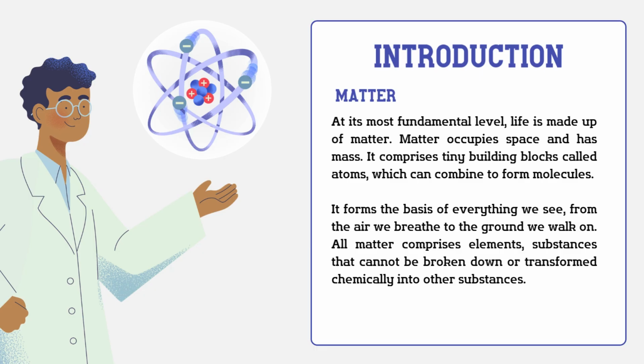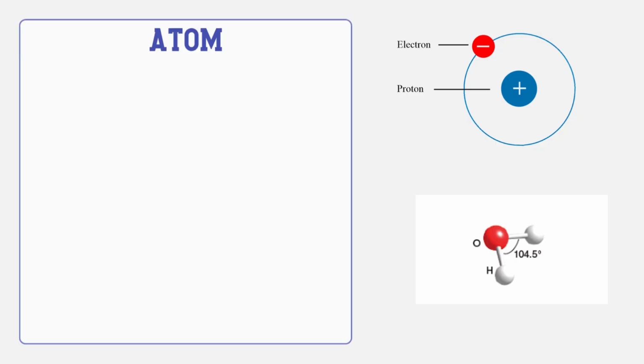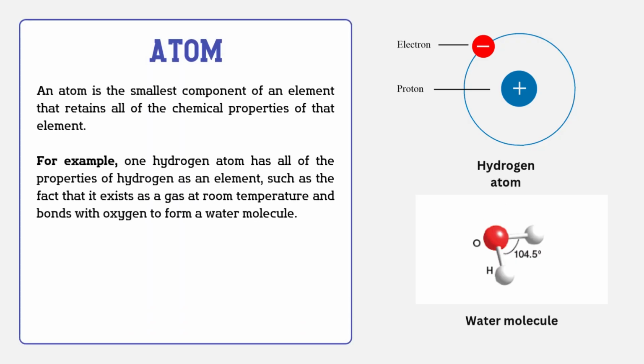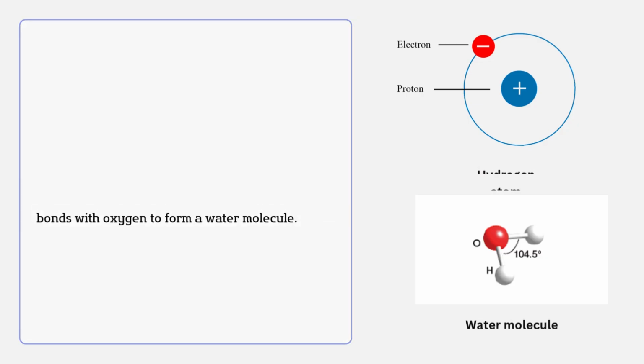All matter comprises elements, substances that cannot be broken down or transformed chemically into other substances. An atom is the smallest component of an element that retains all of the chemical properties of that element. For example, one hydrogen atom has all of the properties of hydrogen as an element, such as the fact that it exists as a gas at room temperature and bonds with oxygen to form a water molecule.